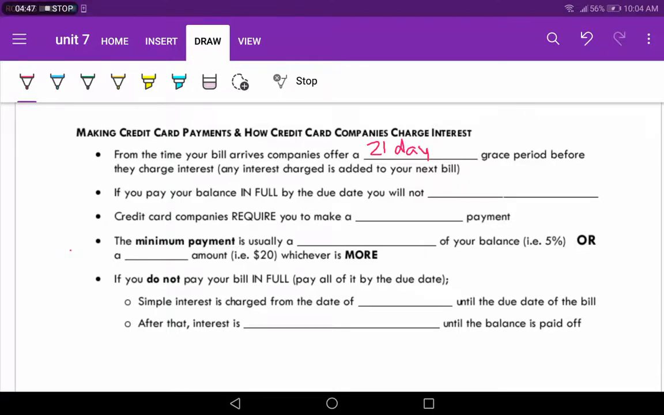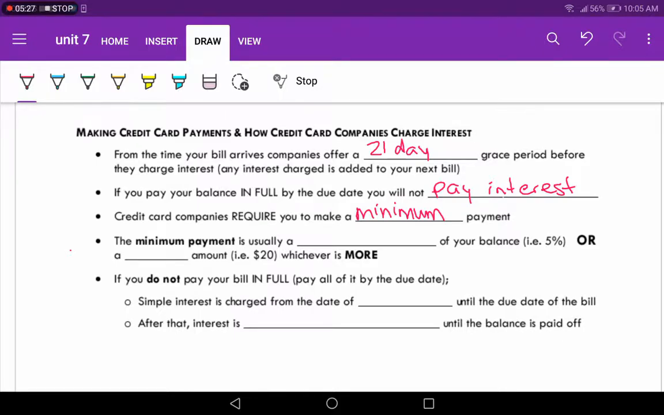If you pay your balance in full by the due date, you will not pay any interest. Okay, you will just simply pay the amount that you put on your credit card. So say you stopped and got gas, you put $50 on your credit card, you pay that off right away, you're not going to pay interest. Credit card companies require you make a minimum payment. So if, sticking with our scenario, we stop to get gas for $50, they will make you pay a minimum payment on that. They will not say you have to pay the whole thing, but they will say you have to pay a certain amount.